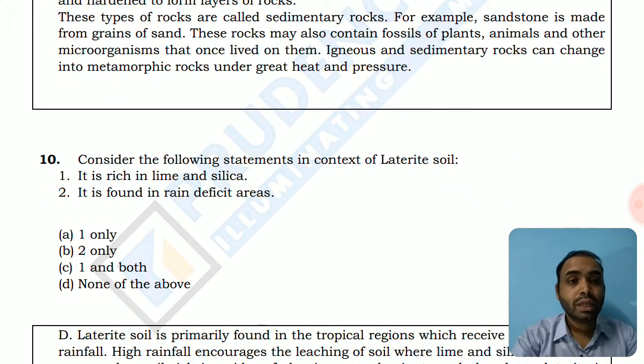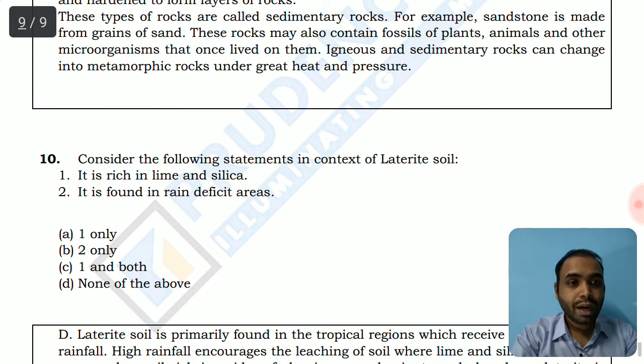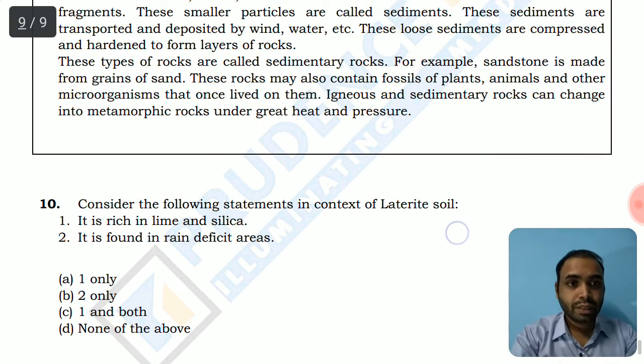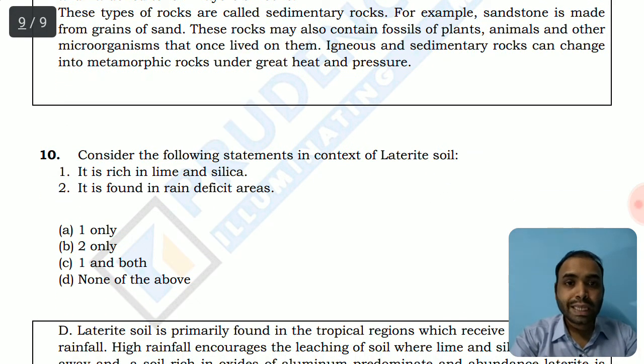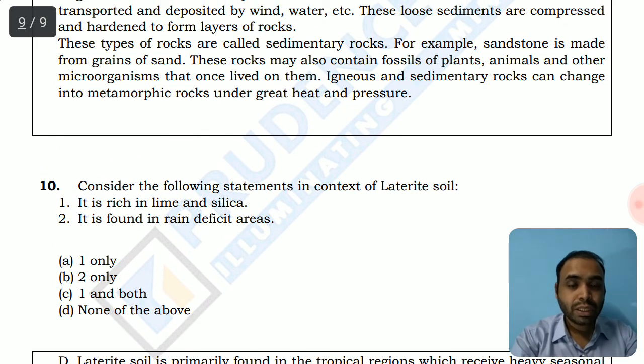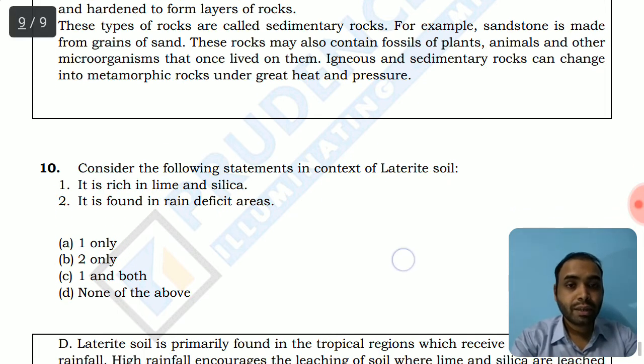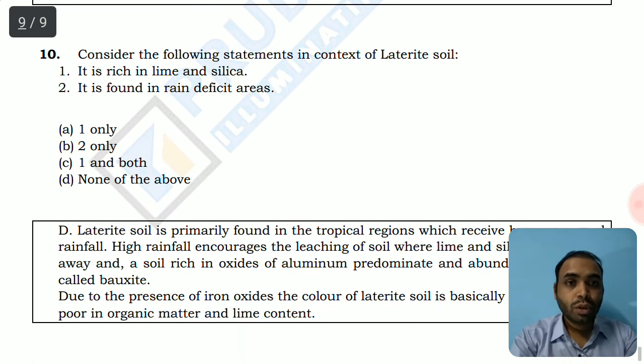Consider the following statements in the context of laterite soil. Laterite soil is a highly leached soil and it lacks lime and silica, because of the high amount of physical weathering which it is exposed to. So the first option is, it is rich in lime and silica. This is not correct. It is found in rain deficit areas. No, it is found in the areas which are experiencing the heaviest rainfall. For example, the Western Ghats and Kerala are rich in laterite soil. So both the options are incorrect.